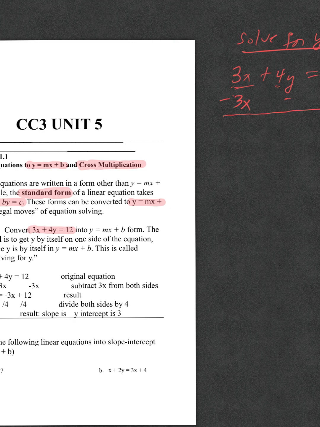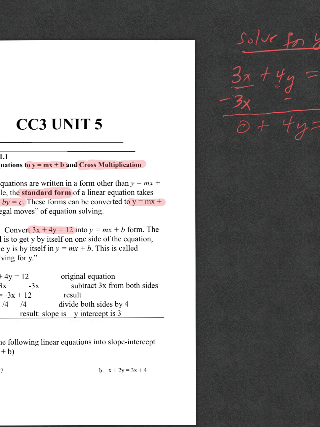Okay, and I generally like to do this. So 3x minus 3x is 0. Of course, we can leave out the 0. You don't have to when you get used to it. And we still bring down the 4y. And of course, you cannot do 12 minus 3x. You can't do that because 12 is not an x.